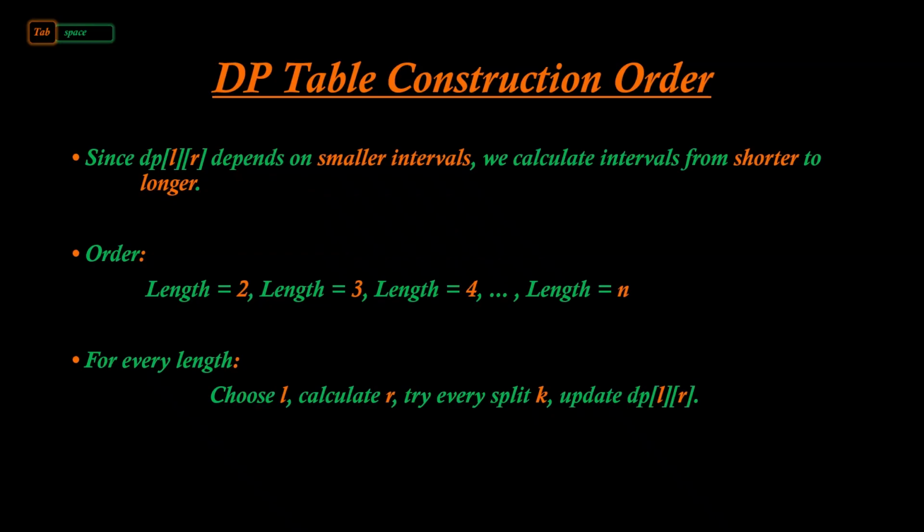Now let's discuss an important implementation detail. Our state dp[L][R] depends on smaller intervals. For example, when calculating an interval from L to R, we might need dp[L][k] or dp[k+1][R]. Both of those intervals are strictly smaller than [L, R]. Therefore, we need to calculate smaller intervals first. We do this by increasing the interval length. First, we process intervals of length 2, then length 3, and then length 4, and we continue until the entire array is covered. This guarantees that every DP state we need has already been calculated.